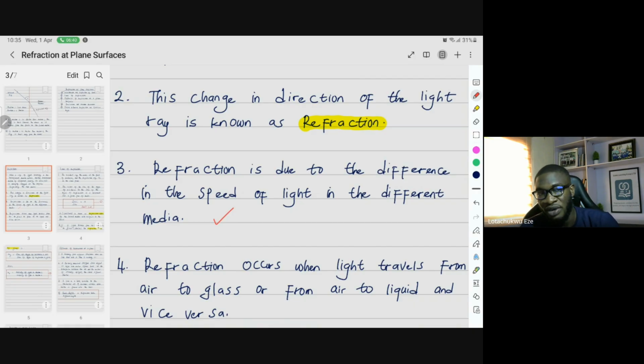So refraction can occur when light travels from what? From air to glass. You know that air is less dense, while glass is what? Is denser, which means that glass is heavier, right? So from less dense to a denser medium or vice versa, trying to say that either you're moving from denser to less dense. The same thing happens.